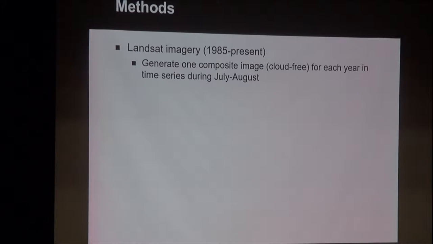In order to do this work, we use Landsat imagery as the foundation for the study. Landsat has a 30 meter pixel size and is available from 1985 until present. It passes over the same spot on the Earth every 14 days, and we use one cloud-free composite image for each year in the time series. The phenological window that we're aiming for is July and August. Depending on the year, there are maybe six to eight images that we can choose from for July and August, which are basically the peak greenness. We want to keep that variable the same year after year.